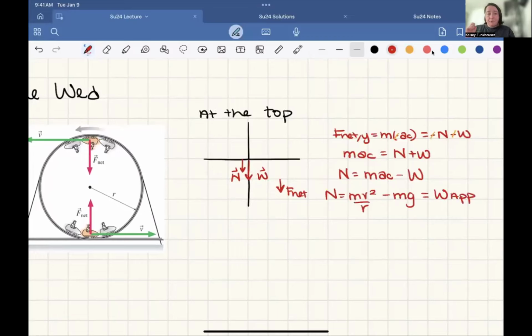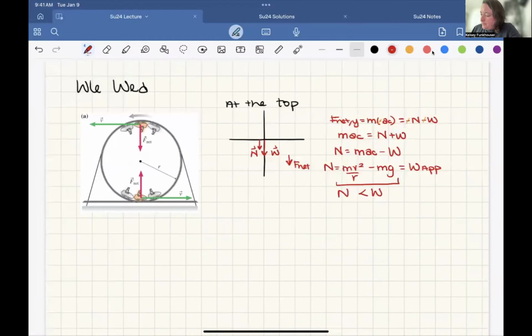So at the top of the roller coaster, the person is going to feel less heavy than they actually are, because this normal force is less than their weight. We're subtracting their weight from the acceleration term. That's going to be smaller than their weight. So the normal force, or the apparent weight, is less than their weight at this point.